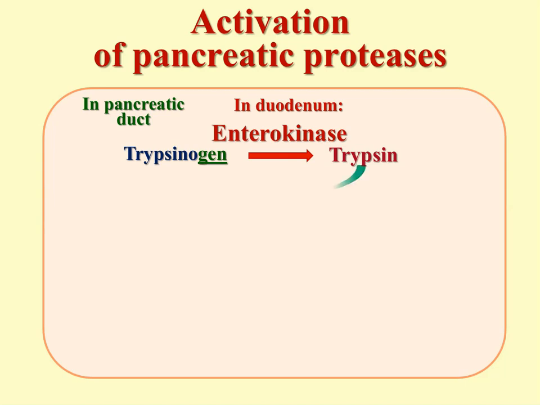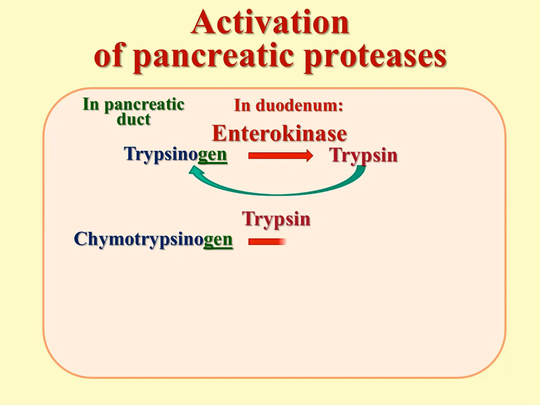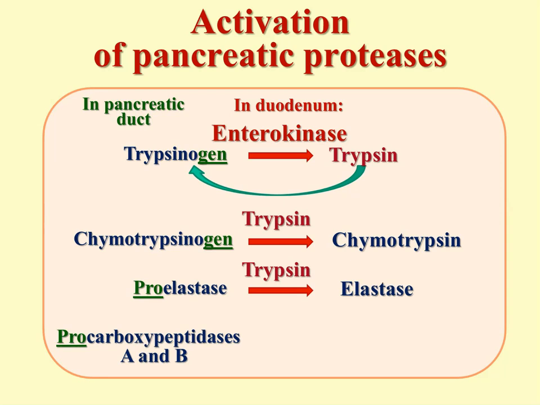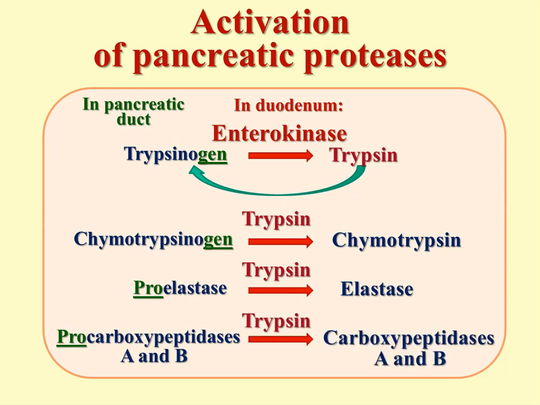And then trypsin easily converts the other enzymes from their inactive form into active. Chymotrypsinogen is converted by trypsin into chymotrypsin. Proelastase is converted by trypsin into elastase, and procarboxypeptidases are converted by trypsin into carboxypeptidases A and B.